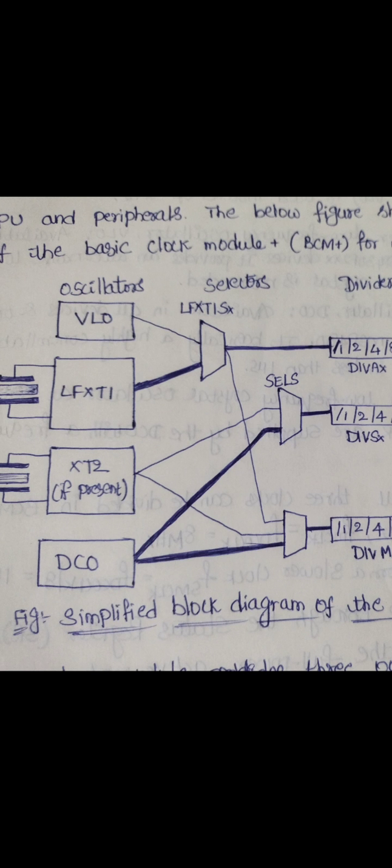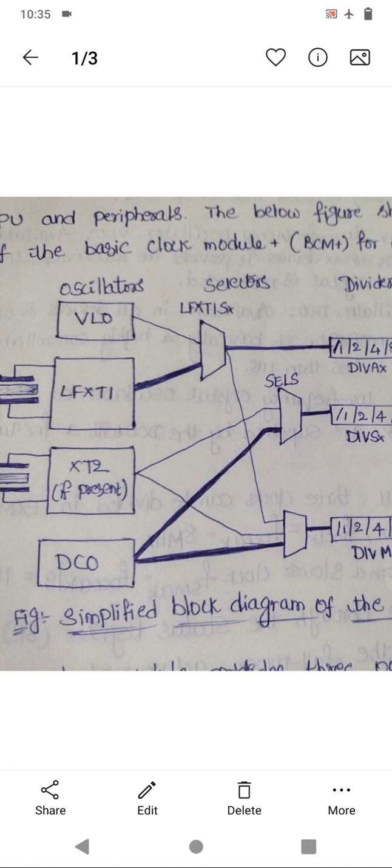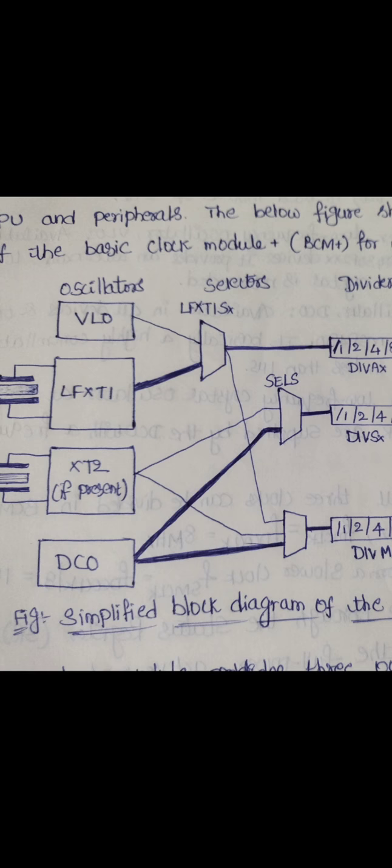Now the next one is XT2. XT2 is a high frequency crystal oscillator. It is similar to the first one, LFXT1, except that it is restricted to high frequency. It is only available in a few devices.